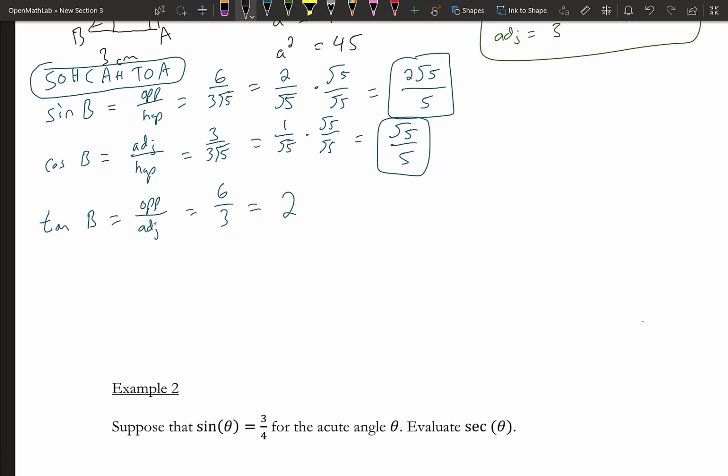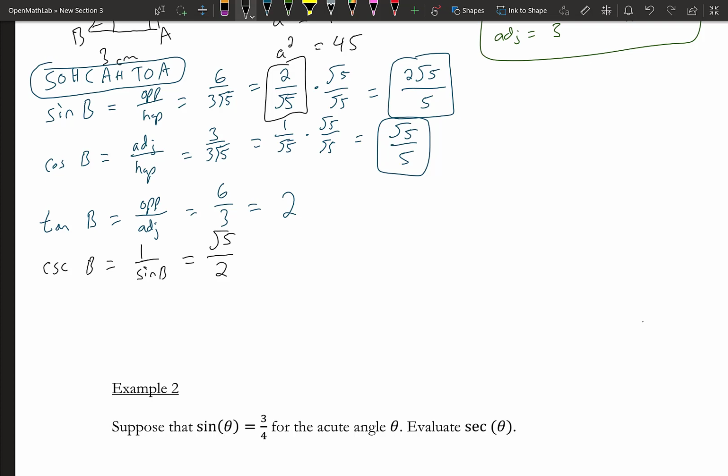So we want to find cosecant of B. Cosecant of B, remember, is 1 over sine B, right? It's just the reciprocal of sine. What I'm going to do is use this version that sine was equal to and just write it in this fashion. So we just flip that and we get radical 5 over 2, right?